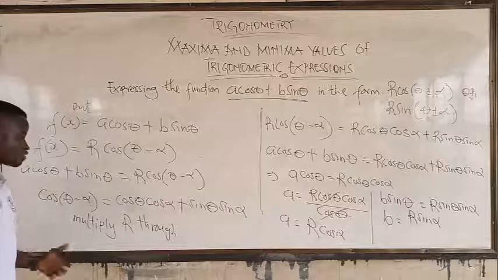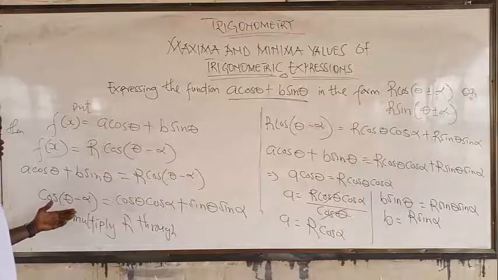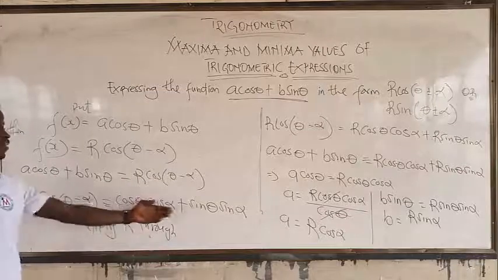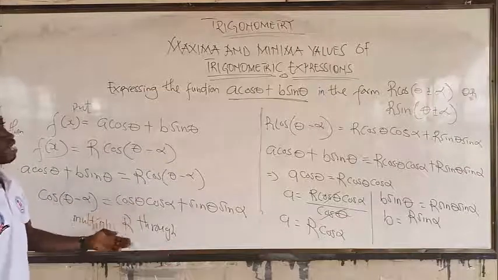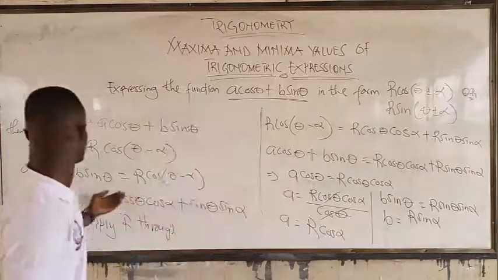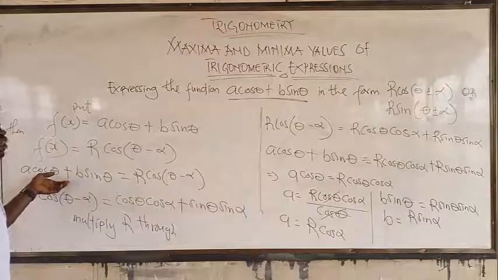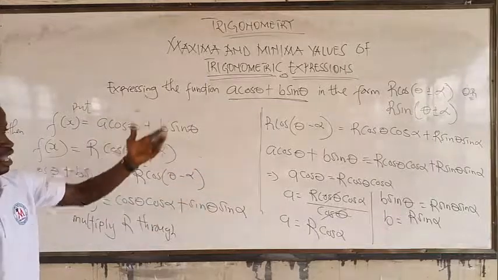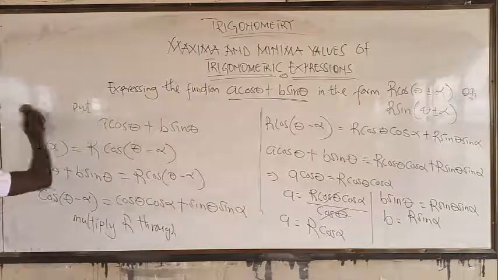So right after multiplying 2 by R, you know this already. Then you move on to equate this side to what we have here. That is the function coming from the question. Very good.